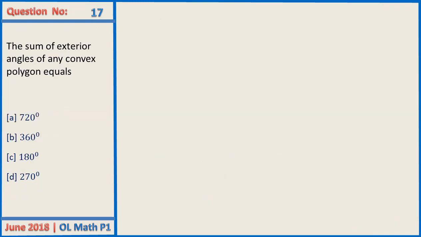Question 17. The sum of the exterior angles of any convex polygon equals, this question is direct. The sum of the exterior angles of any polygon is equal to 360 degrees. No stress. The key is B.